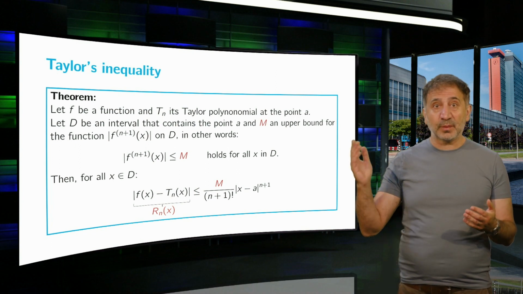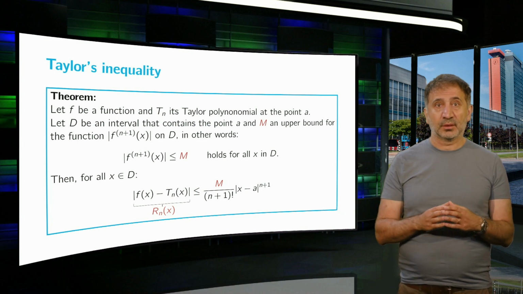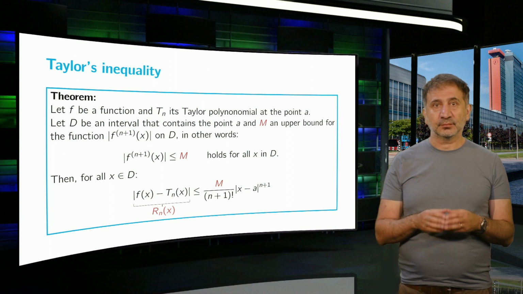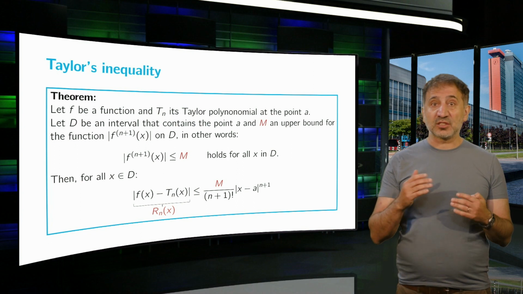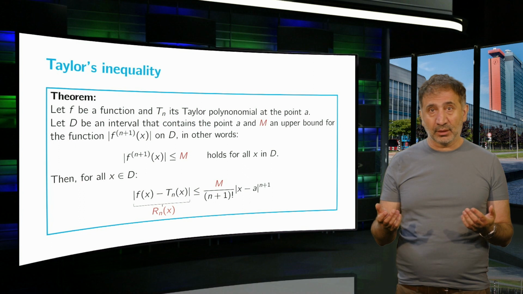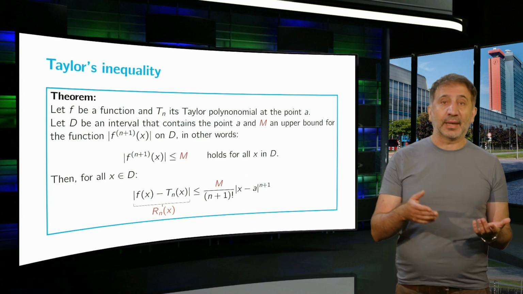The theorem is displayed on the screen. It is a slightly technical result. So let's see what it really says. First of all, we need an interval D that contains the point a. In practice, we are given a point a, and we have to choose a convenient interval D containing the point a.